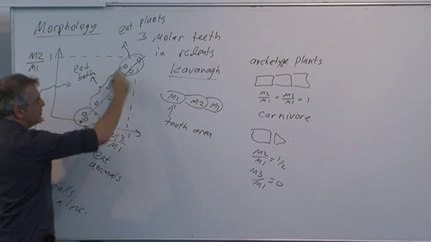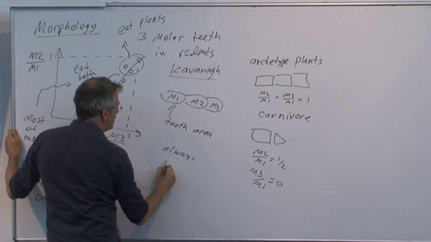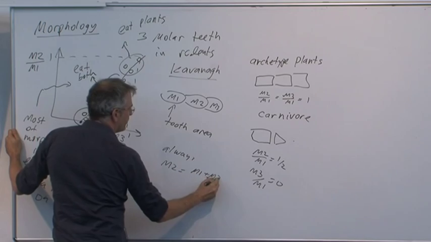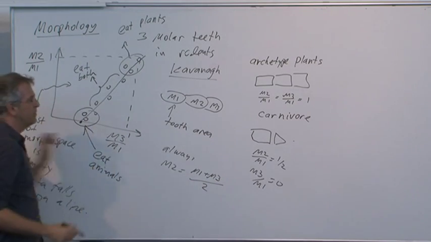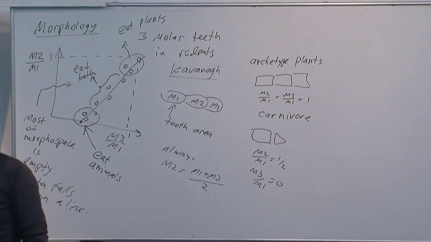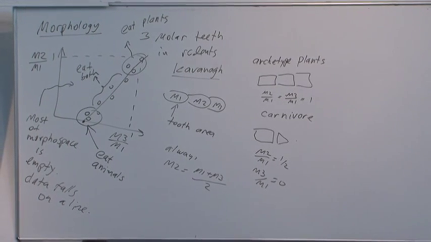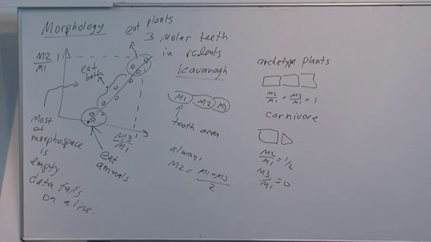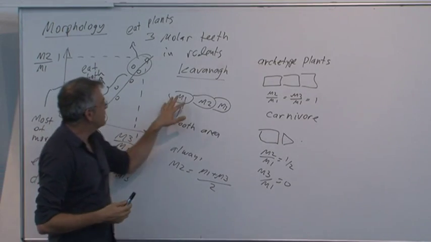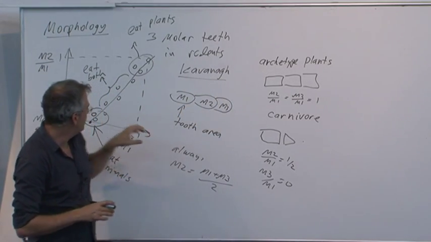And this line has the property that molar 2 is always molar 1 plus molar 3 divided by 2. That's the property of this line. You can see it from these 2 points here. And this actually also applies for dinosaurs. So if you find the middle molar of a dinosaur, you can tell the size of the animal, basically. That's a rule in paleontology. The middle molar is the average of the two. If you find a tooth, you can basically tell what the animal ate because there are also a lot of morphological correlates. These are flat for the plant eaters and pointy for the animal eaters.